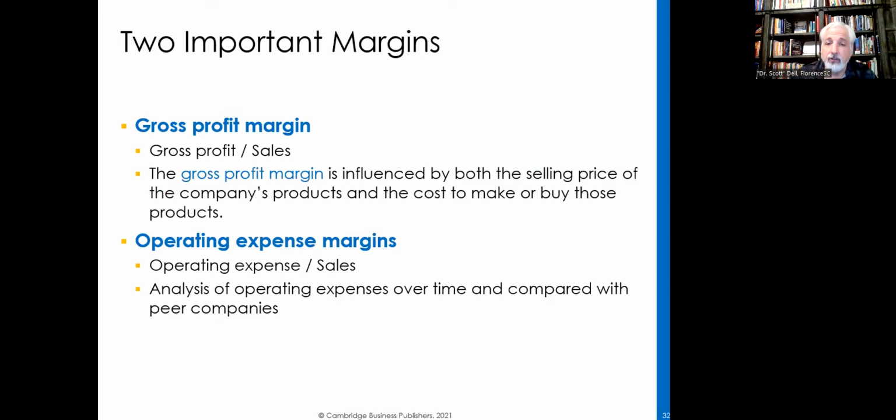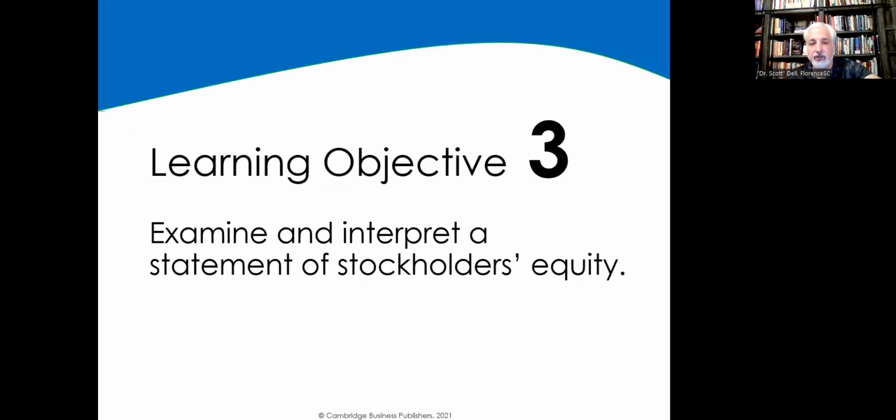2 important profit margins. Gross profit. So I have sales, net sales minus my cost of goods sold equals gross profit. Oh, so the cost of the stuff I sold, that's the top line of a profit number, gross profit. And then I've got my operating expenses. I deduct all that and I get to my income from operations. So we've got operating expense margins to go with that.